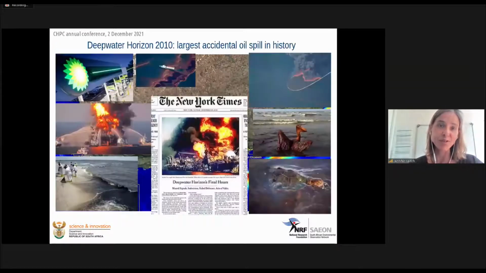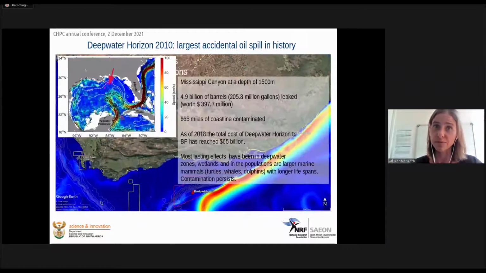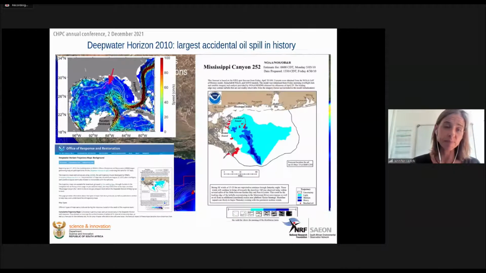And let us not forget, of course, Deepwater Horizon in 2010, the huge oil spill in the Gulf of Mexico, in which 4.9 billion barrels of oil leaked and contaminated a vast area of their coastline. Contamination persists to this day, particularly in the deep water ecosystems. Their cleanup efforts relied heavily on the availability of operational forecast models.